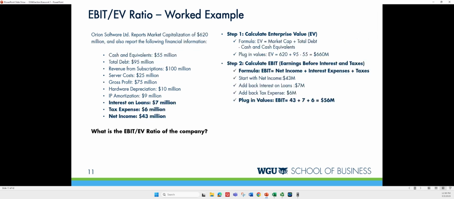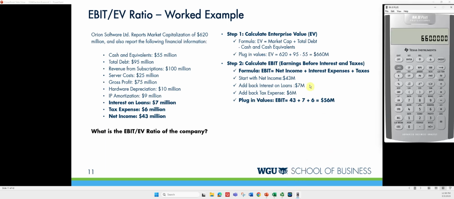Okay, step two of the process. We have to find our earnings before interest and taxes. So let's take a look at the details that are provided. In this case, we don't have a lot of the top level information from our income statement, but we have the bottom line information. So we'll be taking the bottom up approach by starting with net income and adding back our interest expenses and our taxes. So let's clear the calculator and let's start working through that calculation.